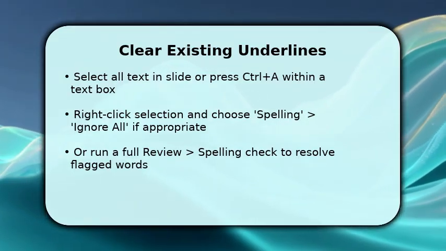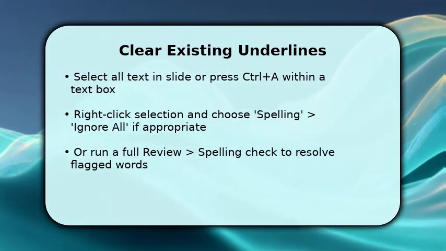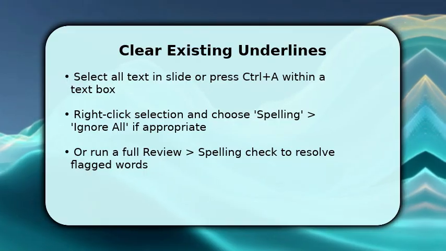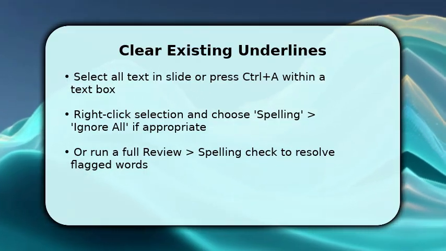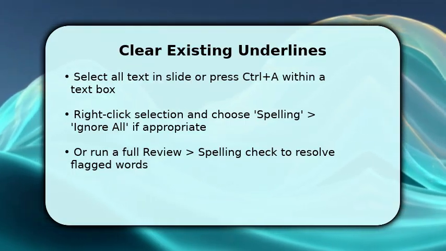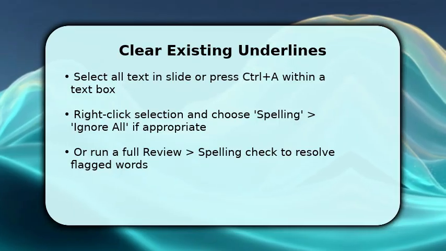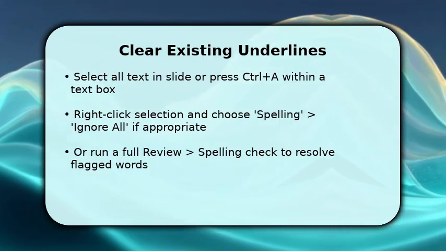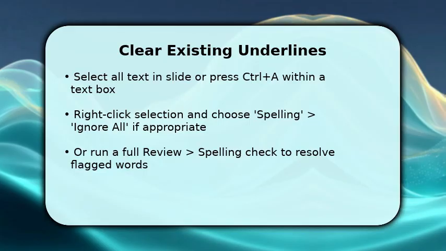Select the text box or press Ctrl plus A inside a frame to highlight all text. Use Review then Spelling to run a manual check and choose Ignore all for words you accept or Add to Dictionary for recurring terms. Once you ignore or add them, the red underlines disappear permanently for that document.